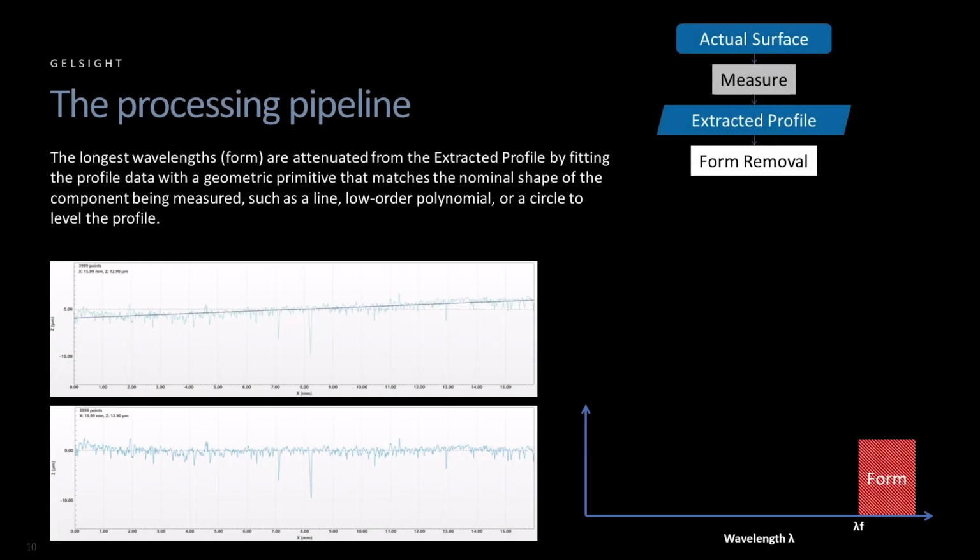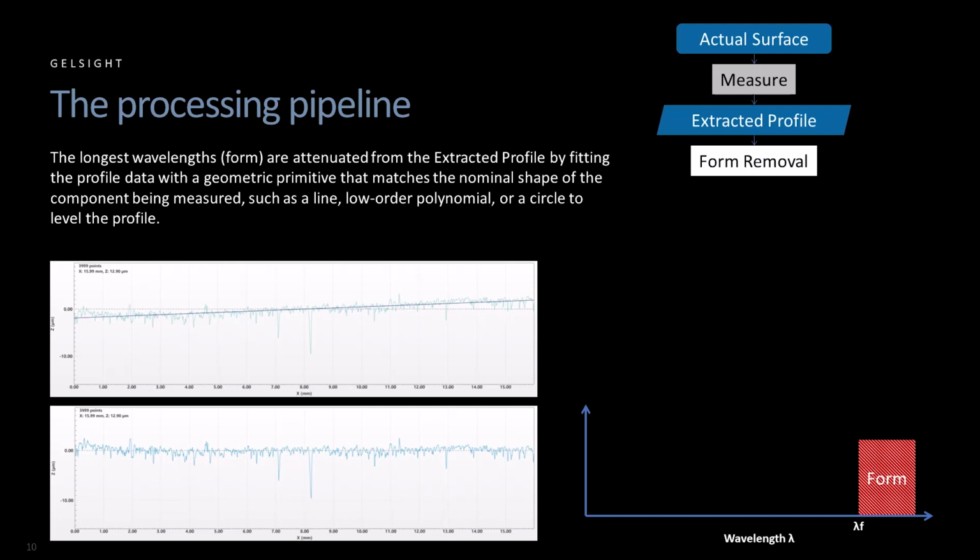The next step is to remove the form from the extracted profile. Keep in mind that the form is the longest wavelength information or content in the extracted profile. This is typically done by fitting a geometric primitive that matches the shape of the profile being measured. This could be a line to simply level the profile data, or a low-order polynomial curve on a curved surface, or even a circle if you're measuring a spherical component.